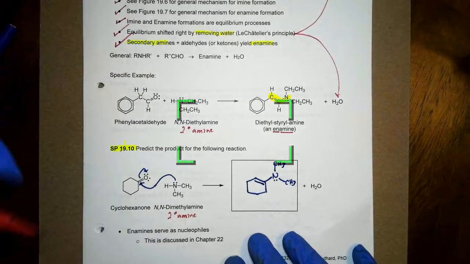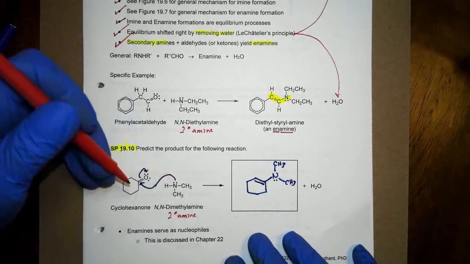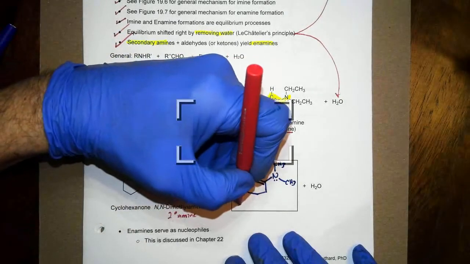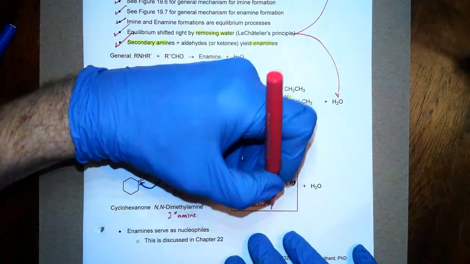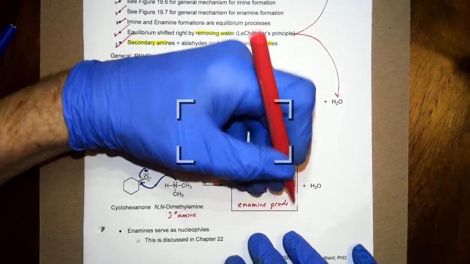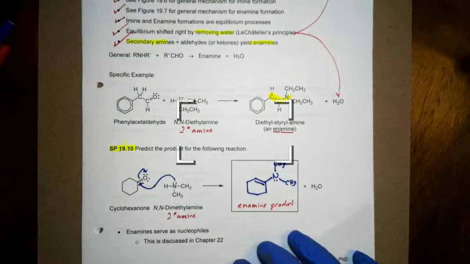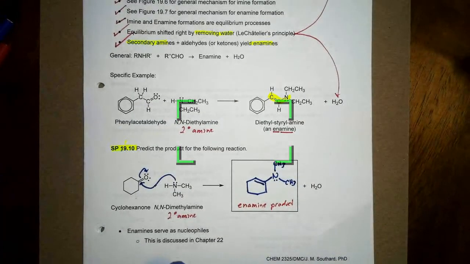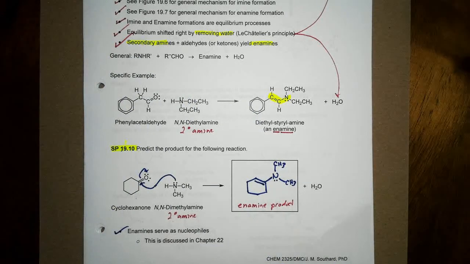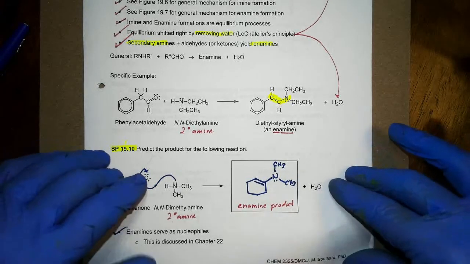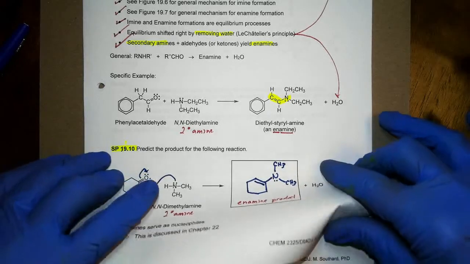So if you're asked to predict a product, you say, well, a secondary amine, aldehyde, or ketone, we're going to get an enamine. So this would be our enamine product. Now, enamines, it turns out, are themselves nucleophiles. But we're not going to discuss how you can use them as nucleophiles. If we went deep into chapter 22, which we won't, we would discuss that. But just remember how an enamine is formed.